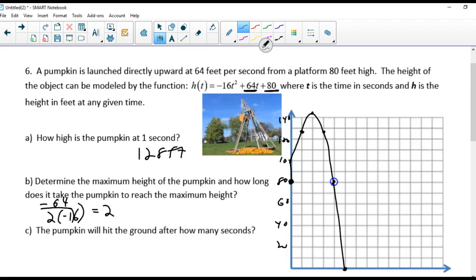It says, how long does it take the pumpkin to reach maximum height? Well, that's going to be 2 seconds. And let's just throw it in there. It's not asking the question, but it's 144 feet in the air. When will it hit the ground? That means when is y 0, and that is 5 seconds. A height of 0.